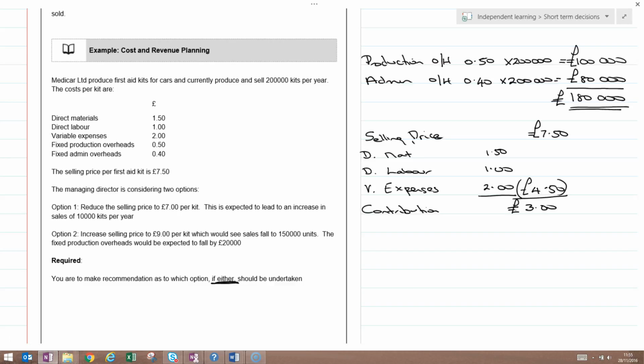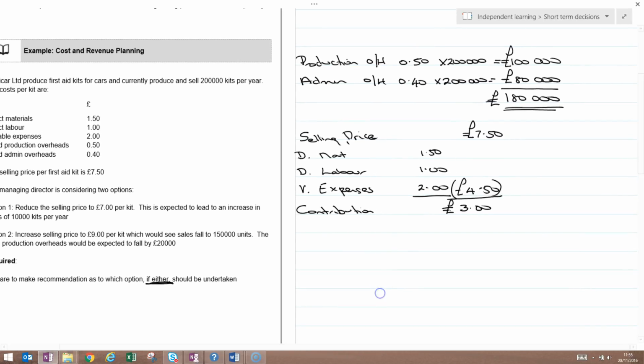If we now multiply that by the number of units we are selling, we get the total contribution. So £3 times 200,000 units gives us £600,000 in contribution. To get from contribution to profit, we take away the fixed costs.